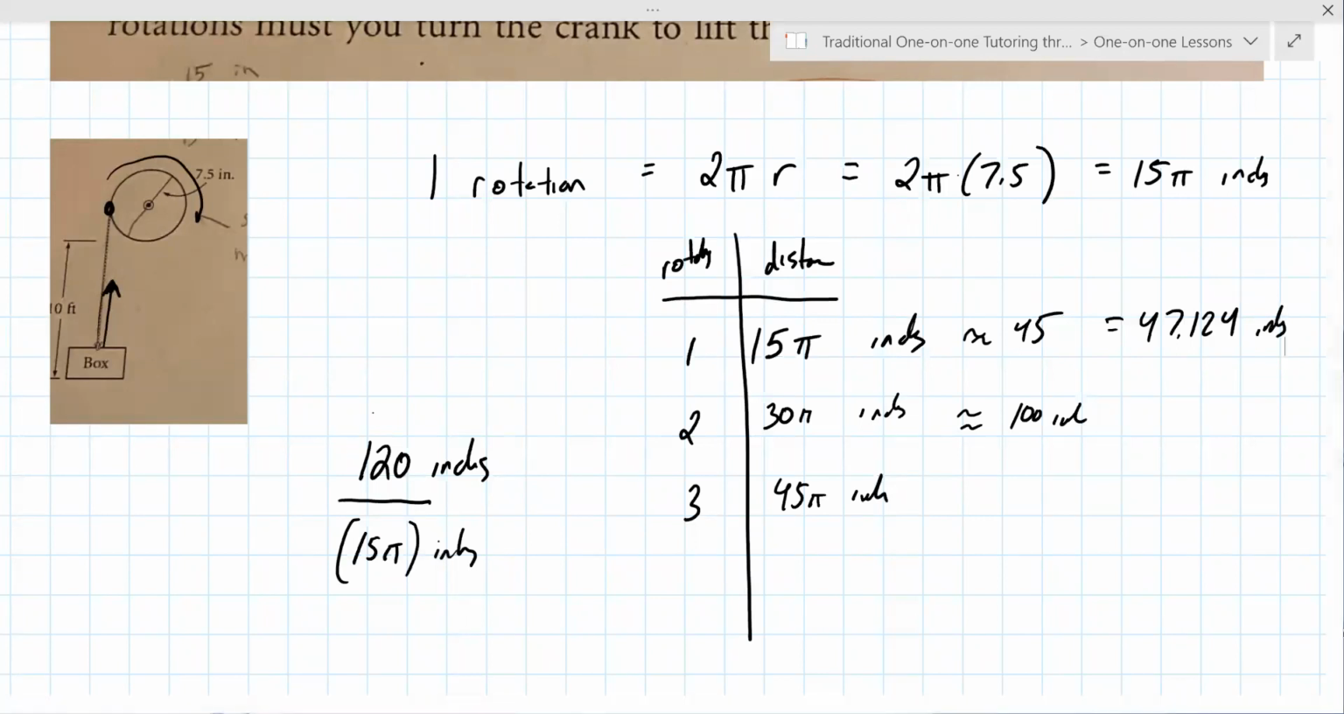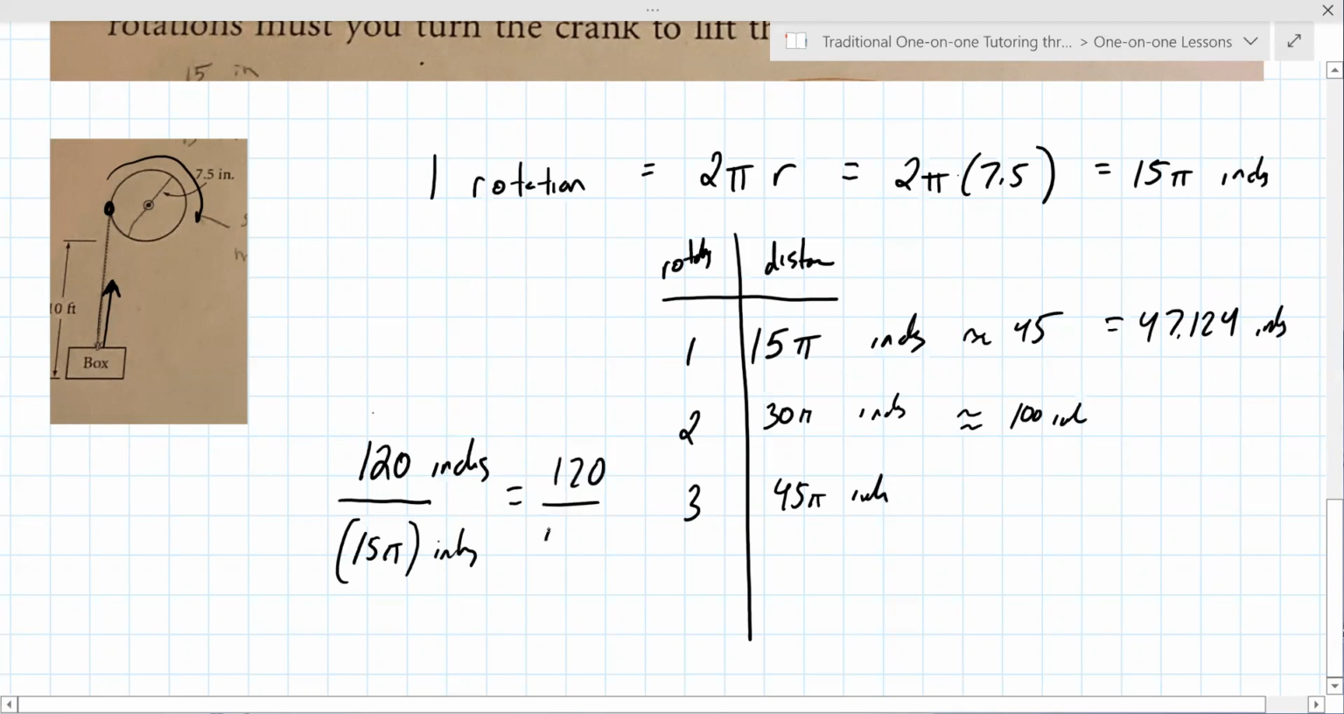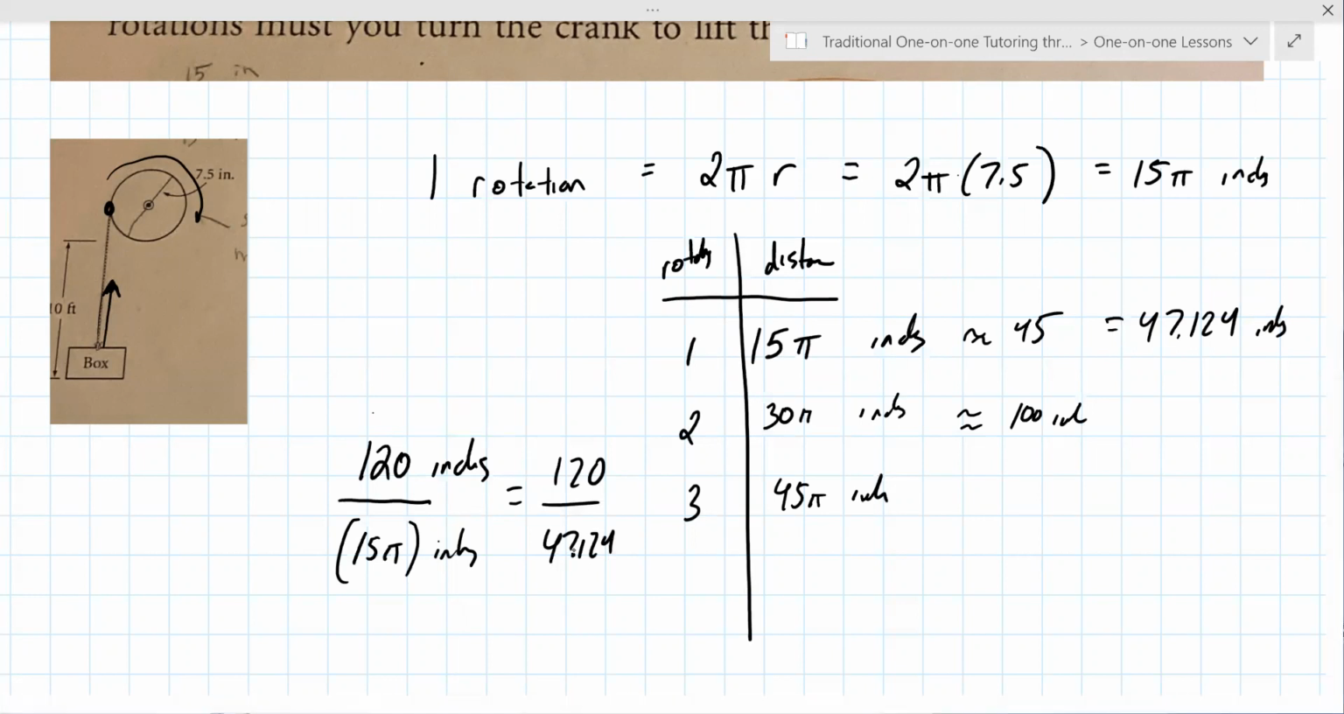Okay, yeah, that's what I got as well. 47. So every rotation you're going up 47.124 inches. And then if you do it twice, then that's like 94, 95 inches. And then you'd have to do one more rotation to get the 120, but it wouldn't have to be a full rotation.